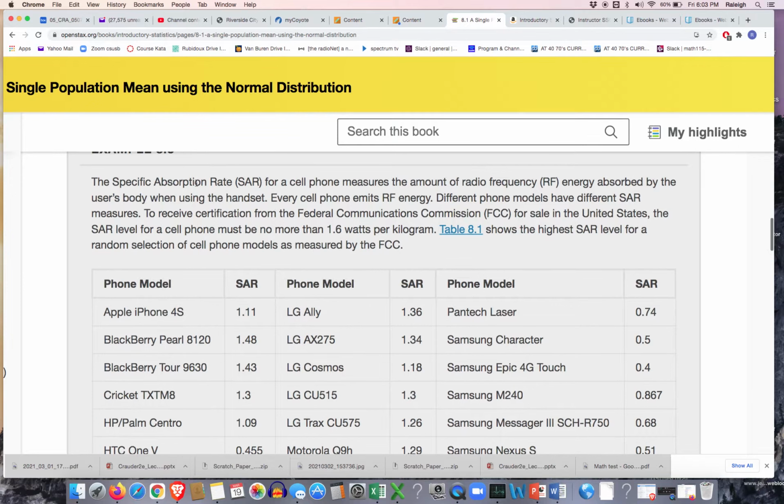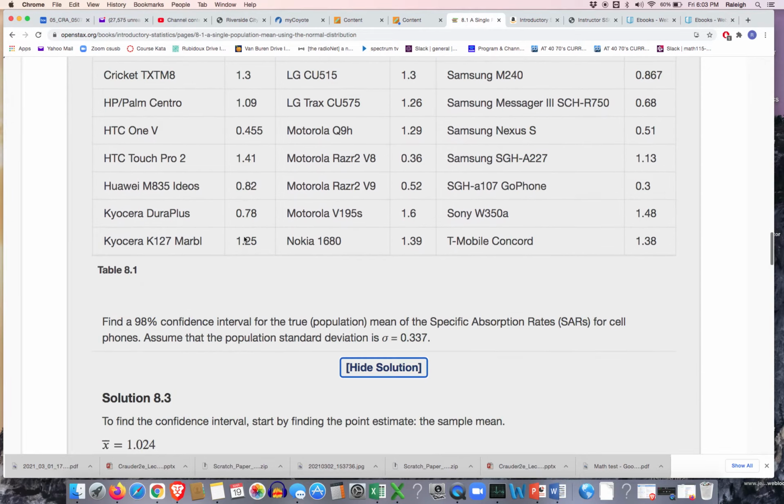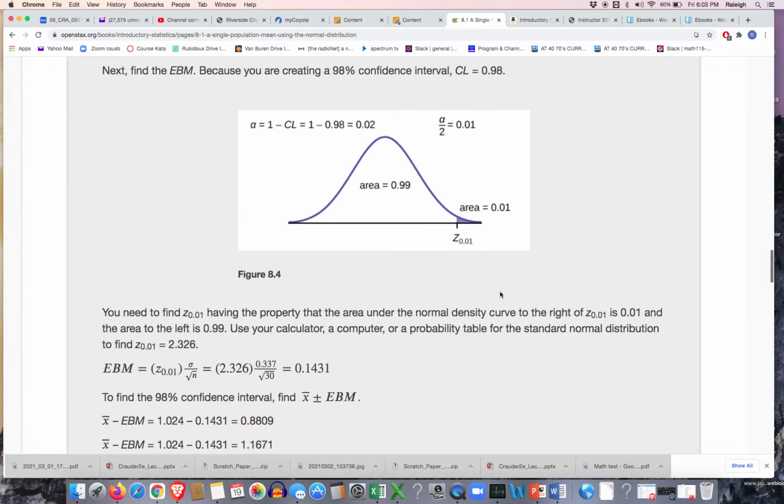I can't remember what they're measuring. The specific absorption rate for a cell phone is the amount of radio frequency energy absorbed by the user's body when using the handset. And some are higher and some are lower. Okay, whatever. So we're looking at a 98% confidence interval, which, as we stated, was 1% in each tail, and they're focused on the right tail. They're using the Z notation. Of course, the TI will want to use the left-facing, cumulative material, but either way, it's not too difficult to find the Z value.